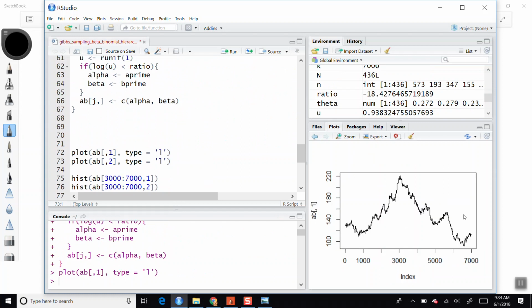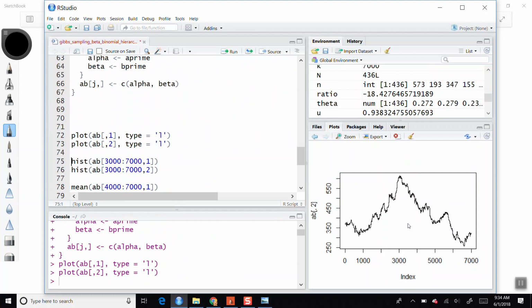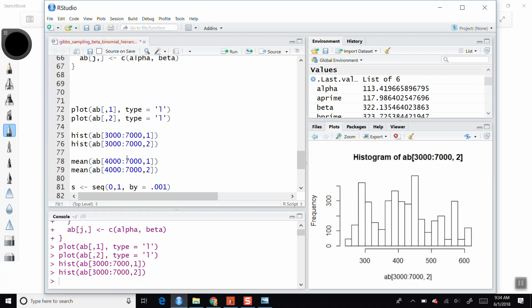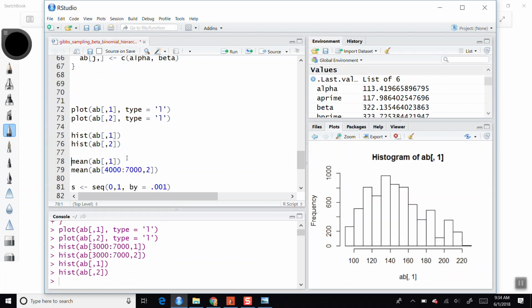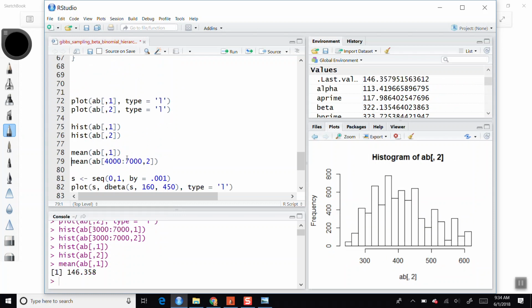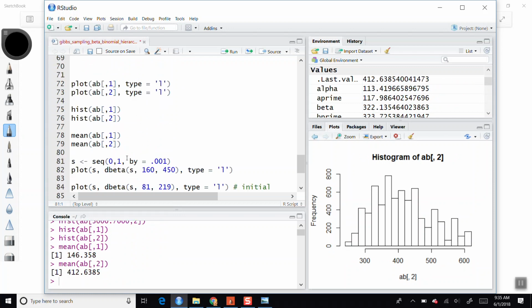Okay, so quite a bit of variability here, but let's just see. We're getting all sorts of values of alpha, all sorts of values for beta. Let's ask what's the mean of this. The mean for alpha and the mean of beta is 146 versus 412. Okay. I'm going to just use those.